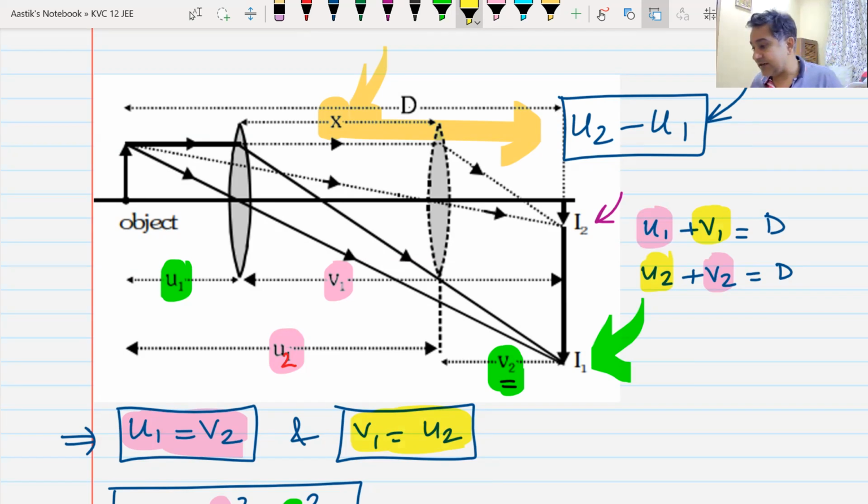Simple things. If you understand this, it is a question that not many would be able to solve in the JEE. Remember, this question may not come in JEE Main. In JEE Main, only one part can come, probably. In JEE Advanced, they make the papers slightly tougher, then they can ask some really interesting things here. Okay. Now, shall we move ahead? u1 is equal to v2, v1 is equal to u2.